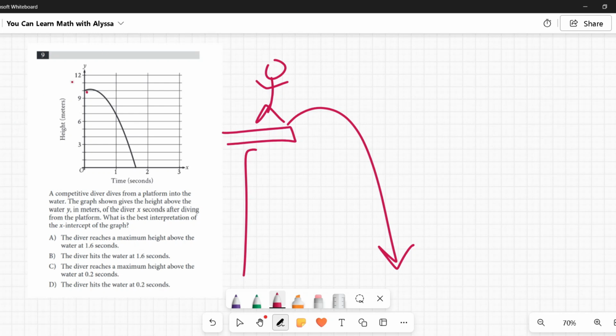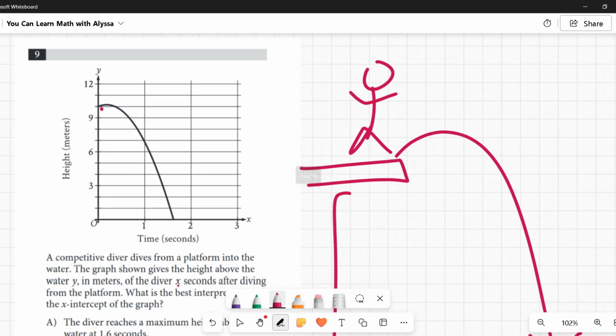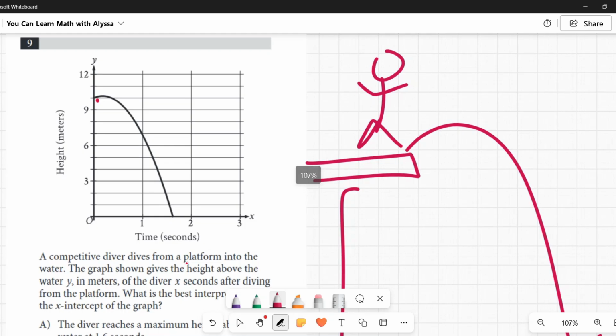Okay, so let's really look at this. I'm going to try to figure this out before I look at their options. I think that, for me, works the best. So we're trying to figure out what the x-intercept means on this graph. Okay, so we have height in meters, time in seconds. So at 0 seconds, where is our little diver person? The diver is up here on the platform.